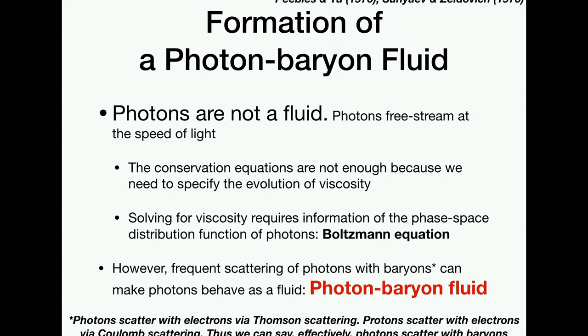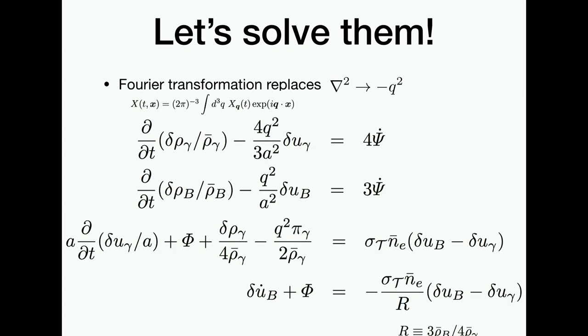All right. But frequent scattering of photons and baryons will give you a photon baryon fluid, an effective single fluid with a viscosity, or also known as a miso soup. Here is a miso soup, okay? Baryons are miso. Let's solve this equation.